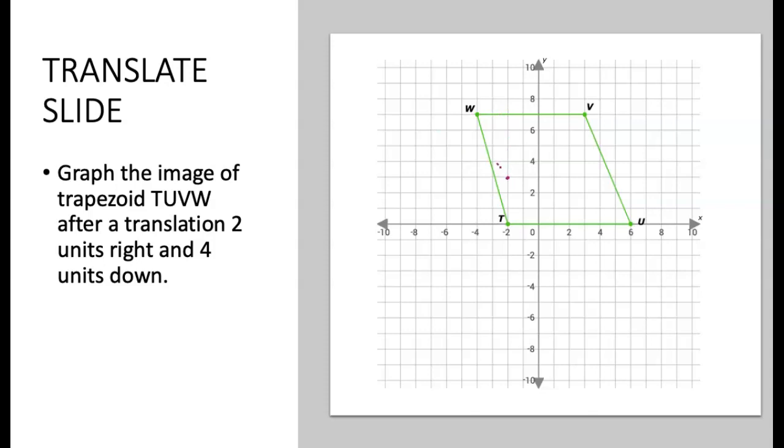And I would label that W prime. V would do the same thing and go 2 to the right, 1, 2, 3, 4 down. We'd label it V prime. U is 2 right, 1, 2, 3, 4 down. So again, remember, everybody's moving the same. We're just sliding this whole thing over. And let me go ahead and get those lines for you. Okay, again, important to notice, the shape has not changed. The image is the same, we're just sliding it around. So that's a translation.